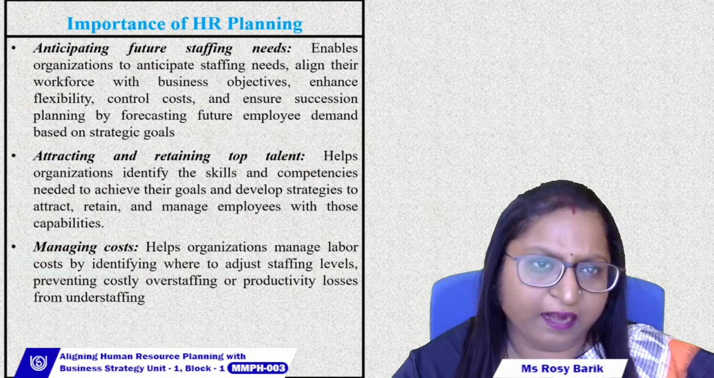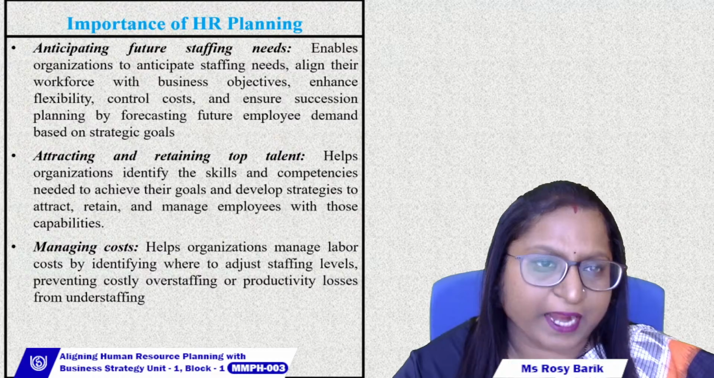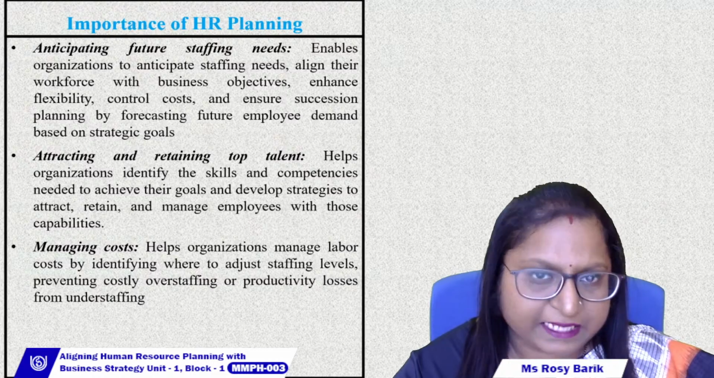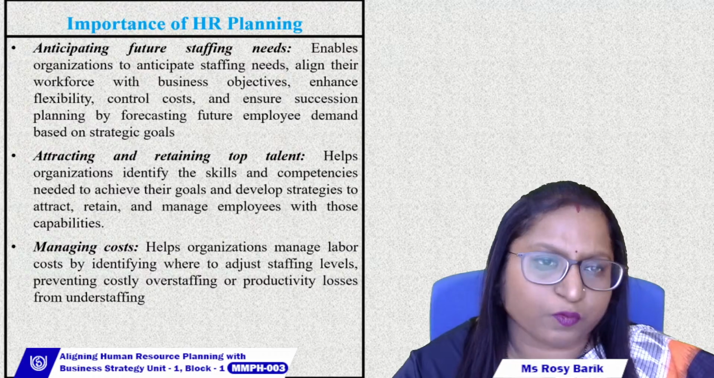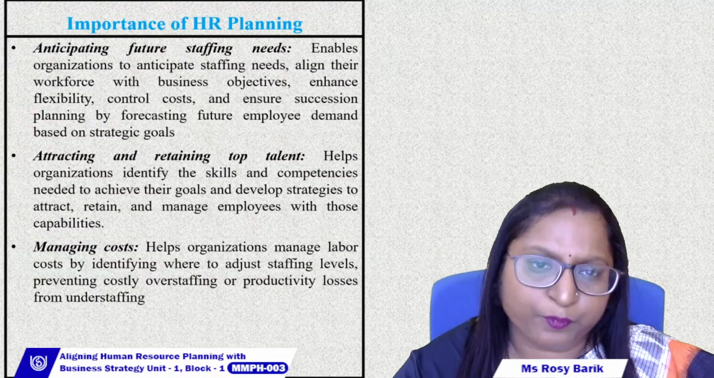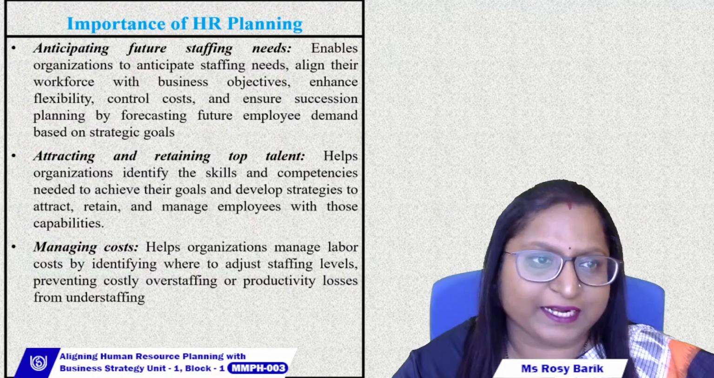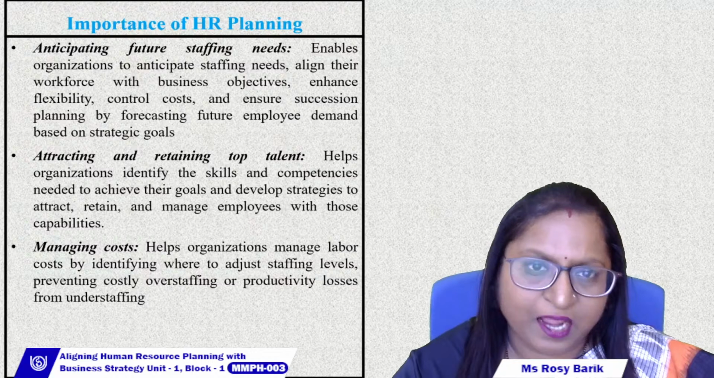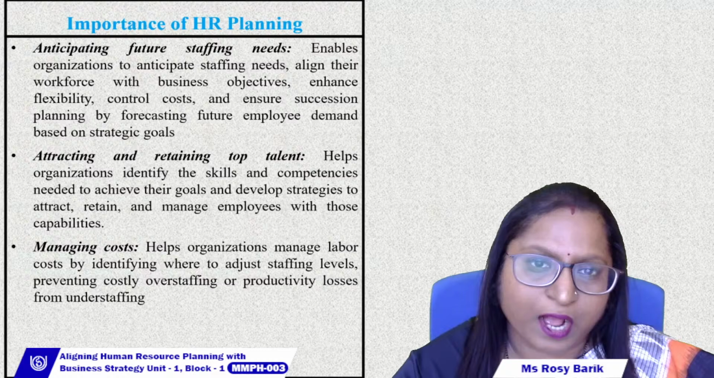Attracting and retaining top talent. It helps organizations to identify the skills and competencies needed to achieve their goals and develop strategies to attract, retain, and manage employees with those capabilities. So, it helps in attracting the employees as well as retaining the employees who are competent enough and skilled enough.